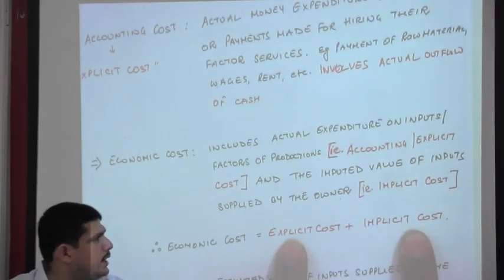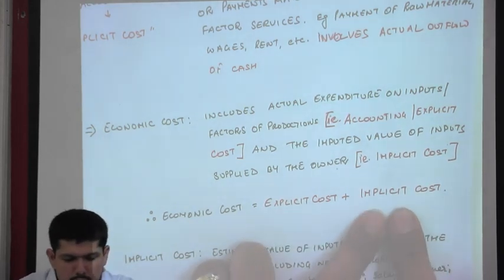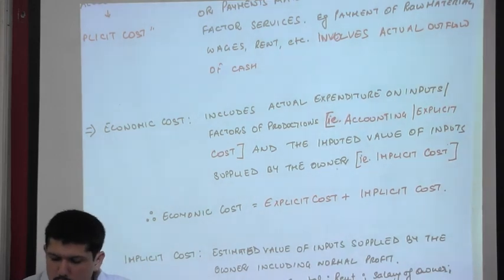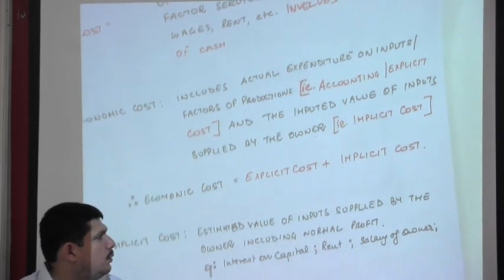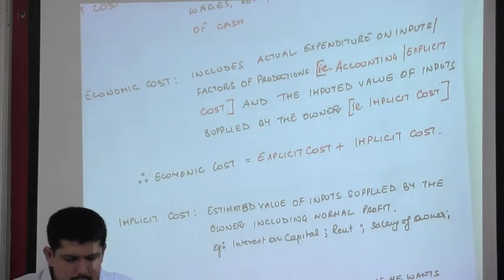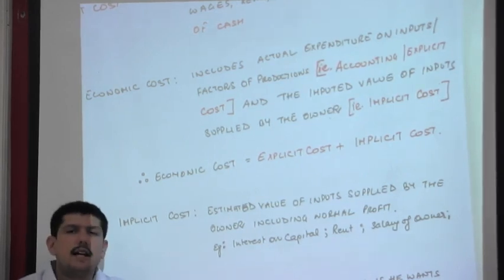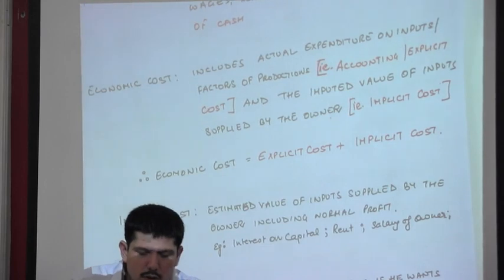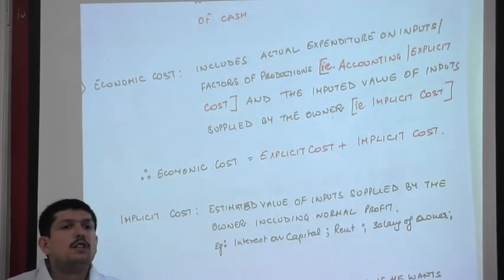So economics mein cost ka definition will be explicit cost plus implicit cost. What is explicit cost? Explicit cost would otherwise also mean the accounting cost, and implicit cost is the imputed value of inputs which the owner of the business has supplied to the business, right? So implicit cost ka matlab kya hai? It is the estimated value of input supplied by the owner including normal profit, right? Example iska kya hai ke interest on capital, rent, salaries, whatever is payable to the owner but which is actually not being paid, right?